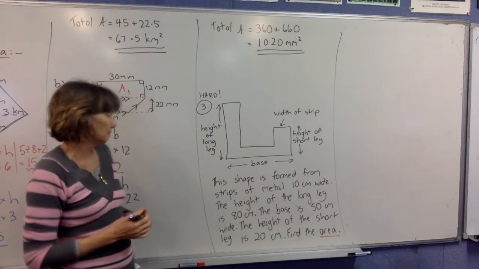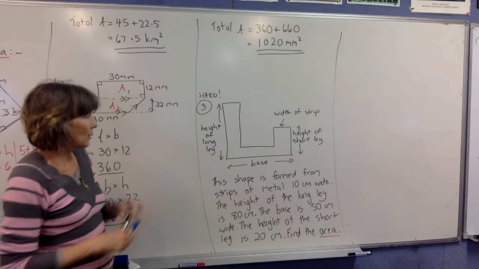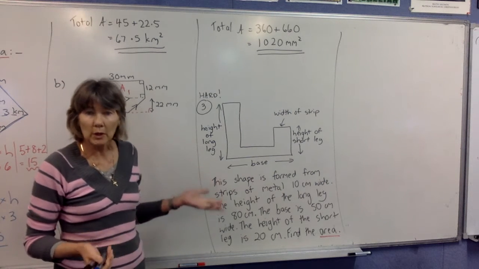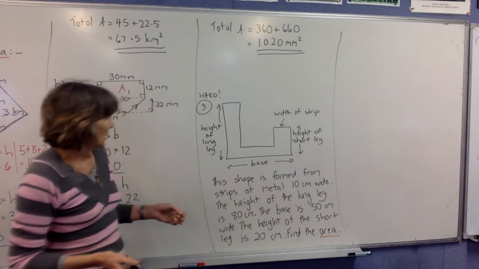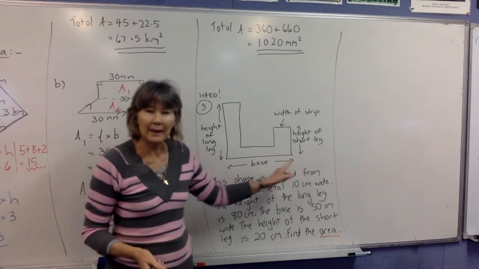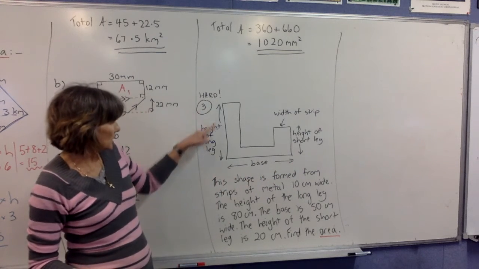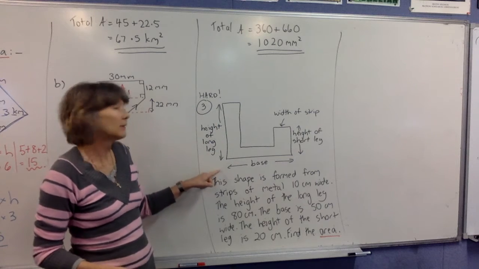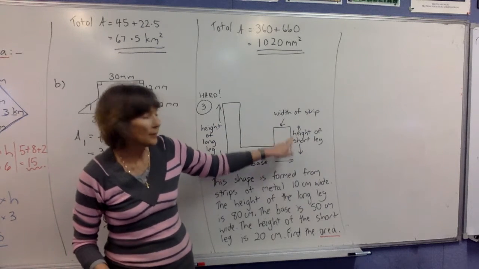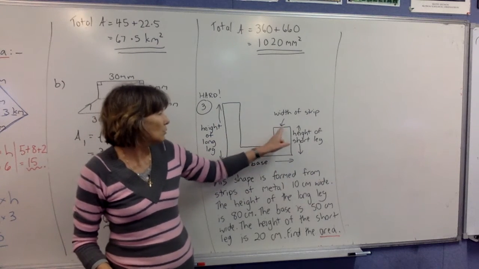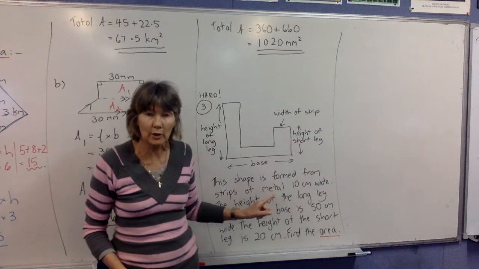Alright, so they've got a diagram here with lots of words on it and no numbers. They've told you that this is called the base. They've told you that this is called the height of the long leg. They've told you this is called the height of the short leg. And they've told you that this is called the width of the strip.